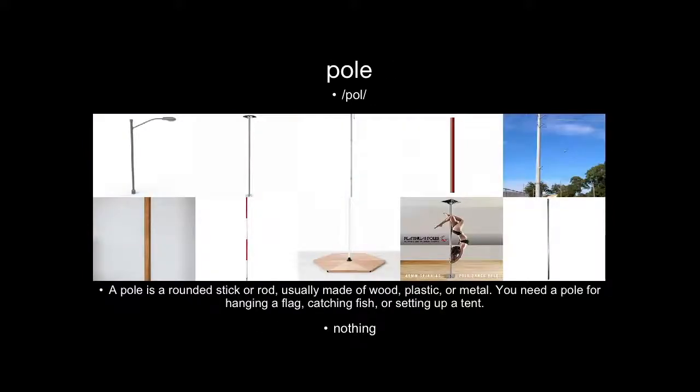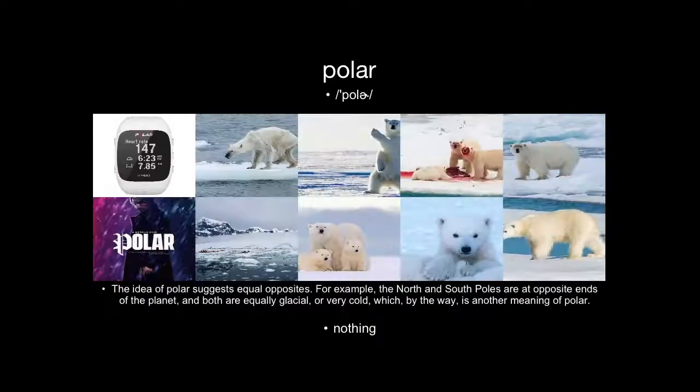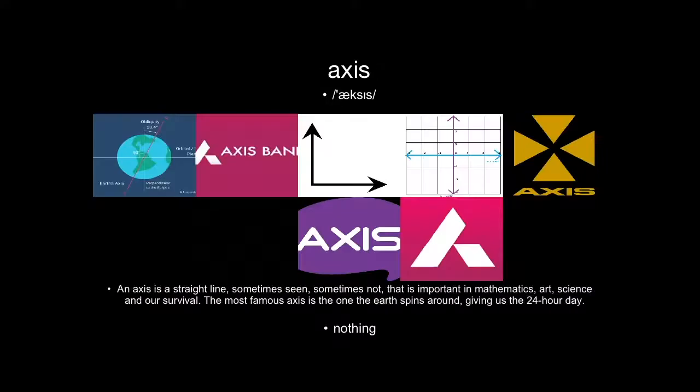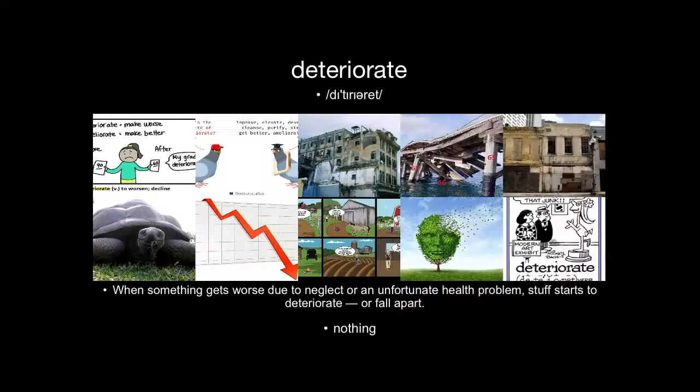Pole. A pole is a rounded stick or rod, usually made of wood, plastic, or metal. You need a pole for hanging a flag, catching fish, or setting up a tent. Polar. The idea of polar suggests equal opposites. For example, the North and South poles are at opposite ends of the planet, and both are equally glacial, or very cold. Axis. An axis is a straight line, sometimes seen, sometimes not, that is important in mathematics, art, science, and our survival. The most famous axis is the one the Earth spins around.